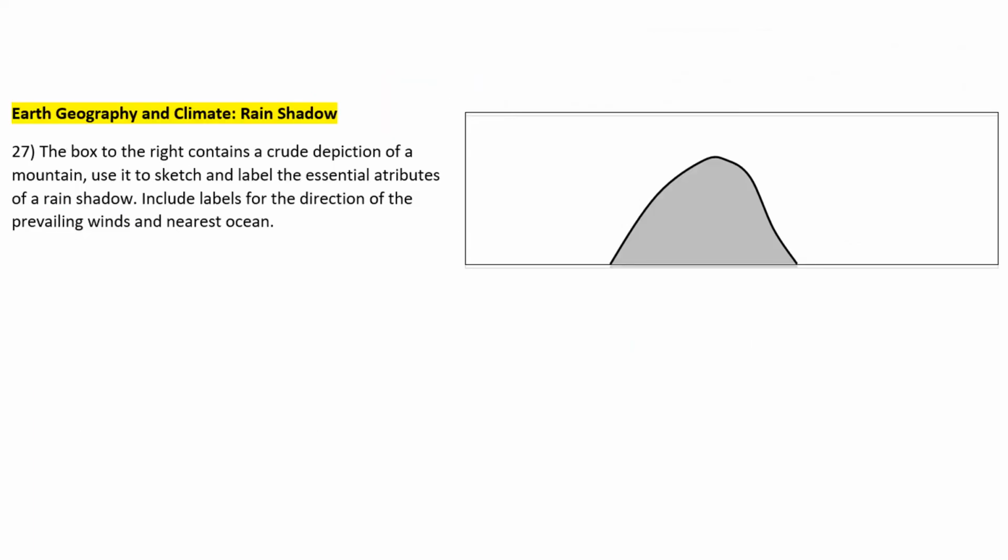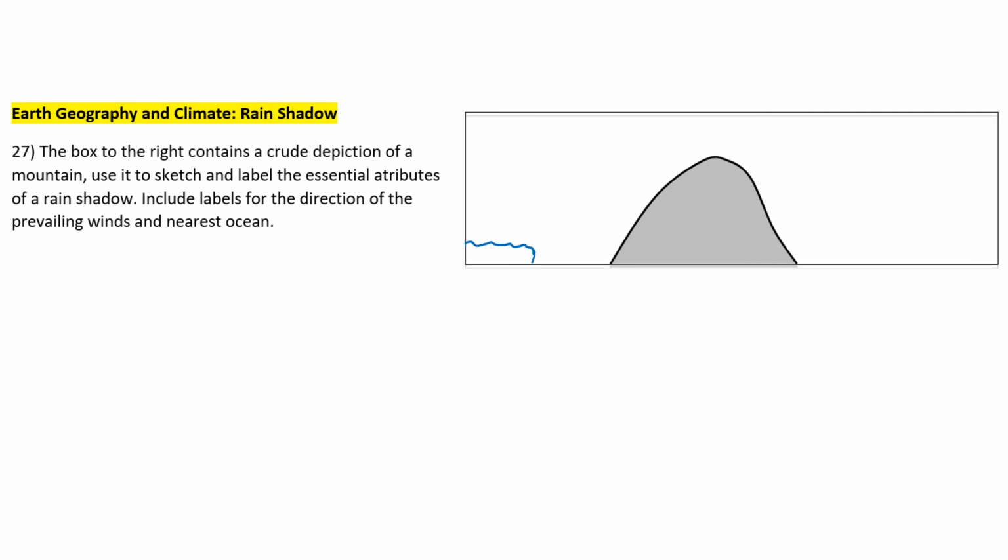27. The box to the right contains a crude depiction of a mountain. Use it to sketch and label the essential attributes of a rain shadow. Include labels for the direction of the prevailing winds and nearest ocean. So I'm going to be labeling it here, y'all. I'm not a big artist, but I'm going to try my best. So we're going to label the sea level. Okay. Made it too big there.